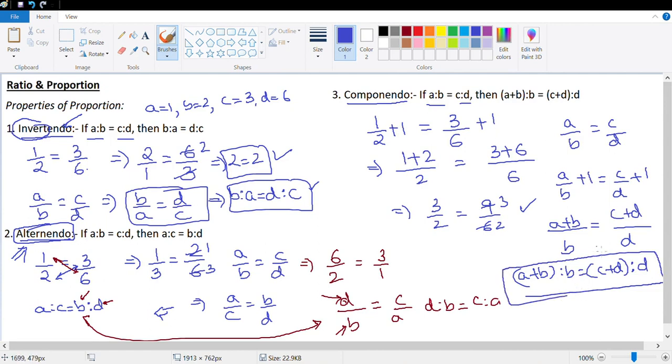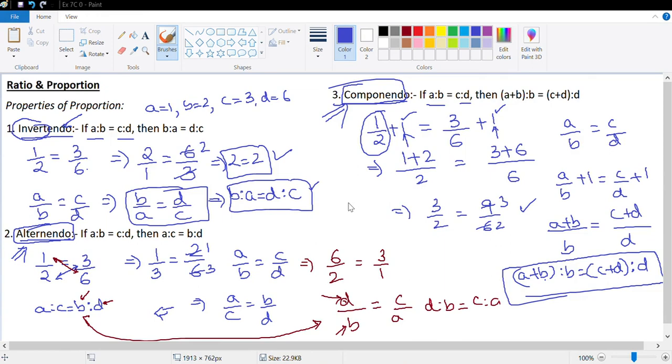We've been using this property as such, but we've not been using it as componendo, which means we've been using the property of adding the same number to both the sides. But in the case of a proportion, we've not been using this property. So this is completely new, which is componendo, which means you add the numerator and denominator divided by the denominator, and the same thing on the right hand side. So A plus B upon B will be equal to C plus D upon D. Good, let's look at the next set of properties.